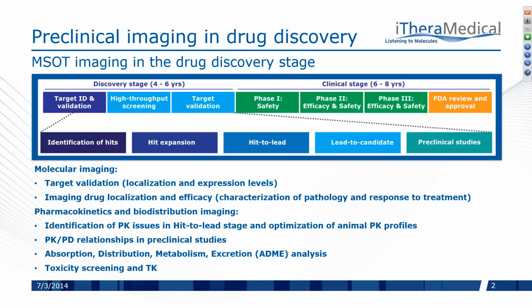I'll show quite a few examples on ADME analysis. So this stands for absorption, distribution, metabolism, and excretion, and characterization of these processes is very important in the drug development process. And lastly, and also a very important aspect, is that MSOT imaging provides the opportunity to do a toxicity screening of your hits and leads. So we can screen certain compounds for toxicity, for example, renal toxicity, and I'll show a specific example of that. And we can look at the toxicokinetics by doing MSOT imaging.